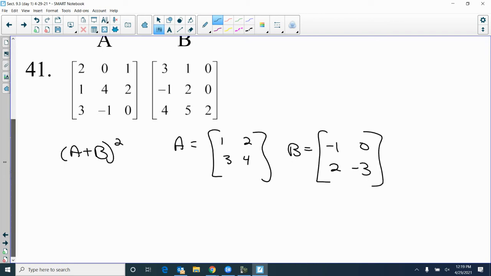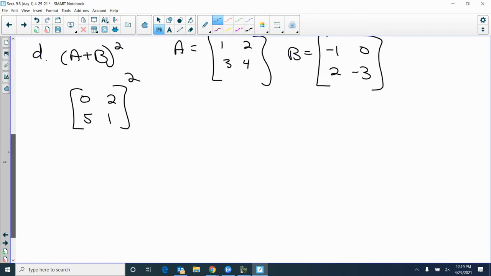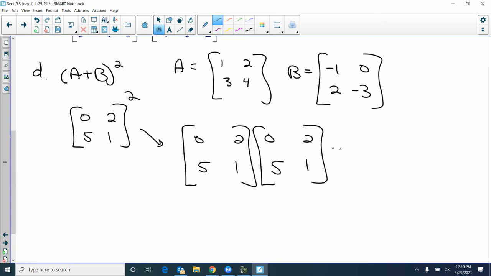All right. So D was A plus B squared. When we add those together, I got 0, 2, 5, 1. Okay, and then we're going to square that. Now don't forget squaring means we write it down twice. 0, 2, 5, 1 times 0, 2, 5, 1. And we go row by column.